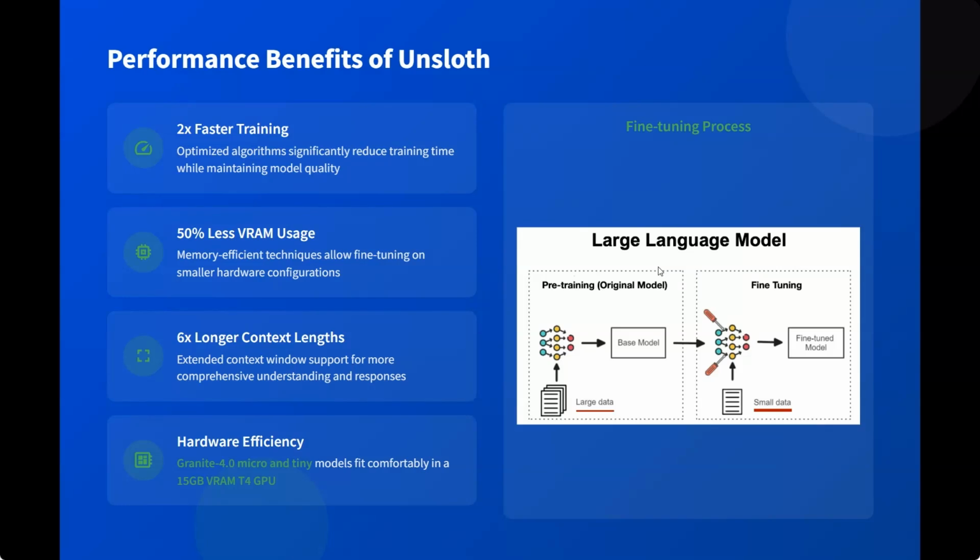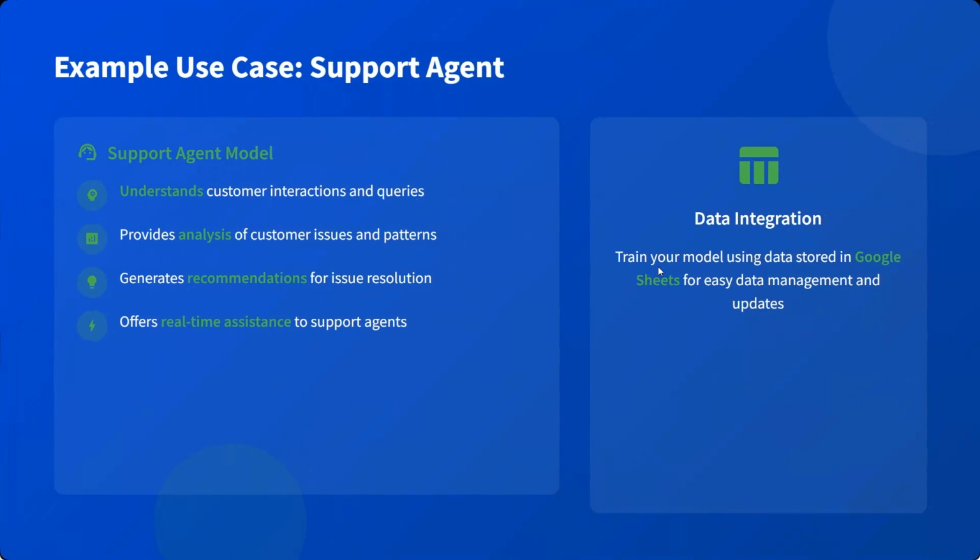It also improves your memory efficiency and boosts your hardware utilization, letting you run bigger models on smaller resources. And remember, while pre-training needs massive data, fine-tuning works beautifully with small, specific datasets. Where it really shines is the customer support agent: it learns how to interact with customer queries, identifies issues and patterns, and generates accurate, real-time recommendations for the support team. Plus, integration is super simple. You can plug directly into your Google Sheet or other datasets and easily manage and update.